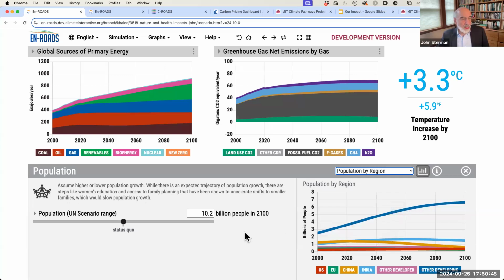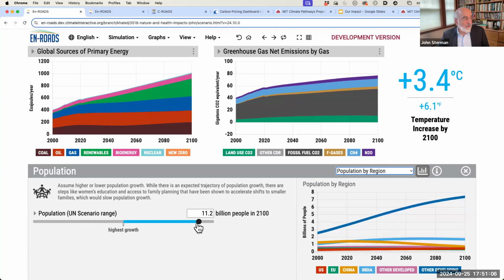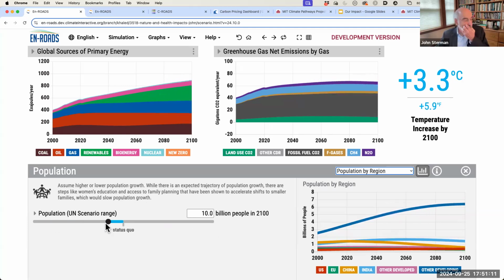Now, there's uncertainty here, as there is with many of the aspects here. So we've designed the model so that if you disagree with this, or if you want to try other ideas of what population might be, you just grab this slider and move it. And as you move it, the simulation instantly runs and shows you the results for the economy, the energy system, and the climate. And that's one of the most critical features of this tool.